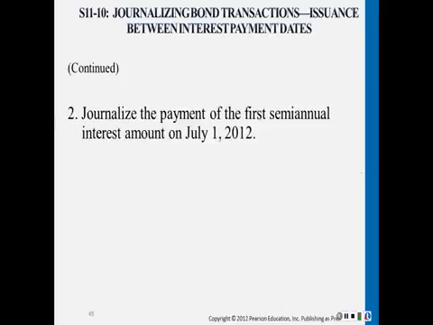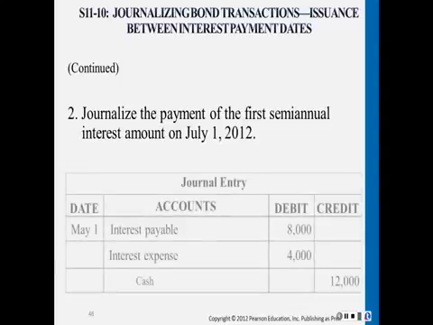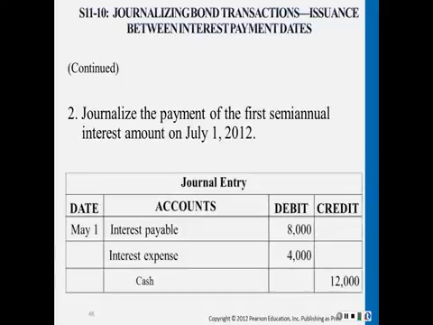Journalize the payment of the first semi-annual interest amount on July 1st, 2012. Interest payable is a debit of $8,000, interest expense debit of $4,000, and cash credit of $12,000.